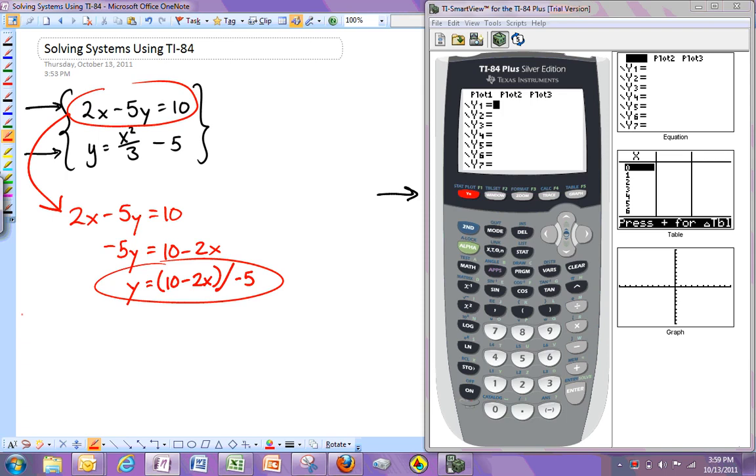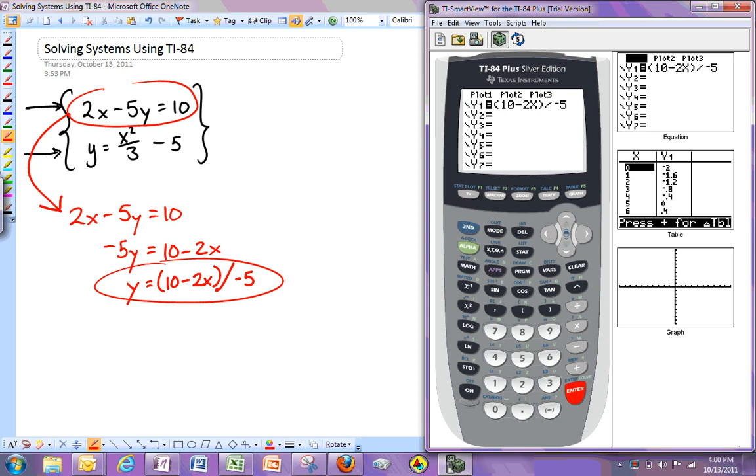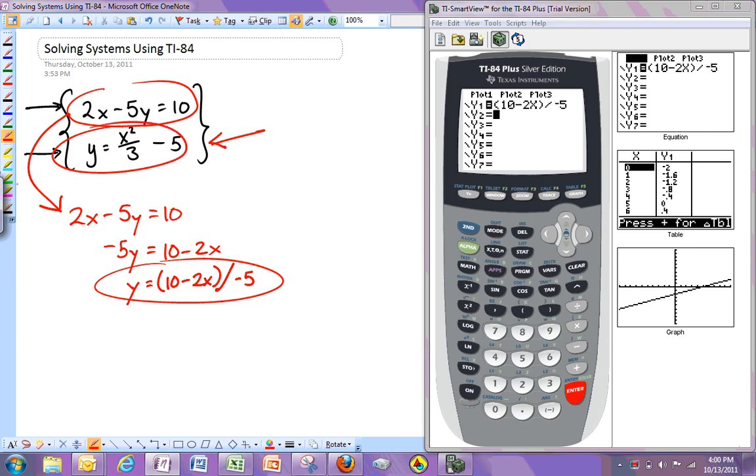So now I'm going to come over to the calculator here, and I'm in my Y equals screen, and I'm going to type in open parentheses 10 minus 2x close parentheses divided by, and then remember it's negative 5, not minus 5, so the negative symbol is way down here at the bottom below the 3, negative 5. And I'll hit enter. And so then y2 is this one down below here. So I'll enter that one in. So that's already y equals.